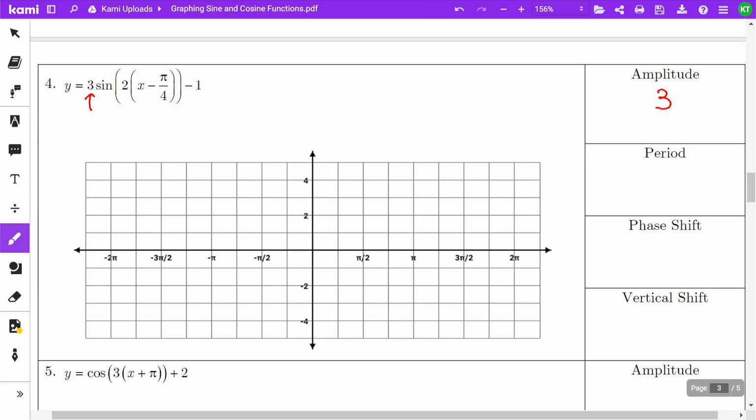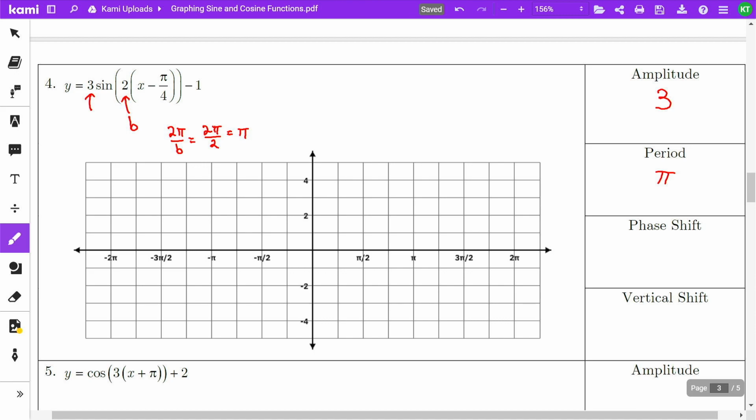The second thing we're going to look at is our period, and our period isn't explicitly told to us, but we do get our b value right here, which is 2. And now our equation to determine our period is going to be 2 pi over b equals our period. So in this case, we have 2 pi over 2. So that means our period is going to be equal to pi. So that means it's going to take pi to complete one cycle.